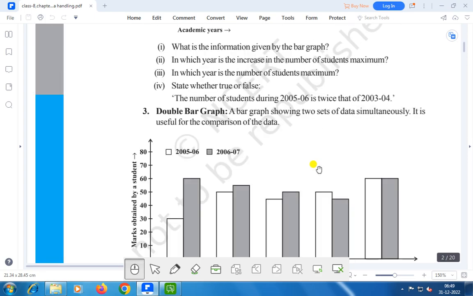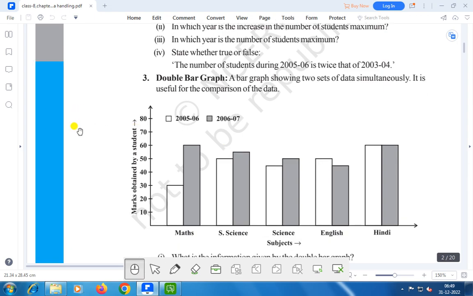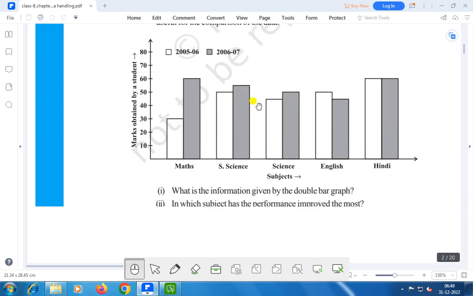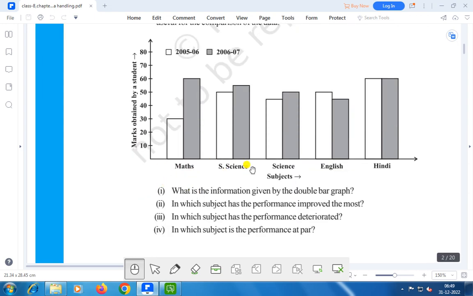Now we shall discuss double bar graph. Here you see, this is the representation of a double bar graph. A bar graph showing two sets of data simultaneously. It is useful for the comparison of the data. You see, these are the subjects maths, social science, science, English and Hindi, and marks obtained by students 10, 20, 30, 40, 50, 60, 70, 80.